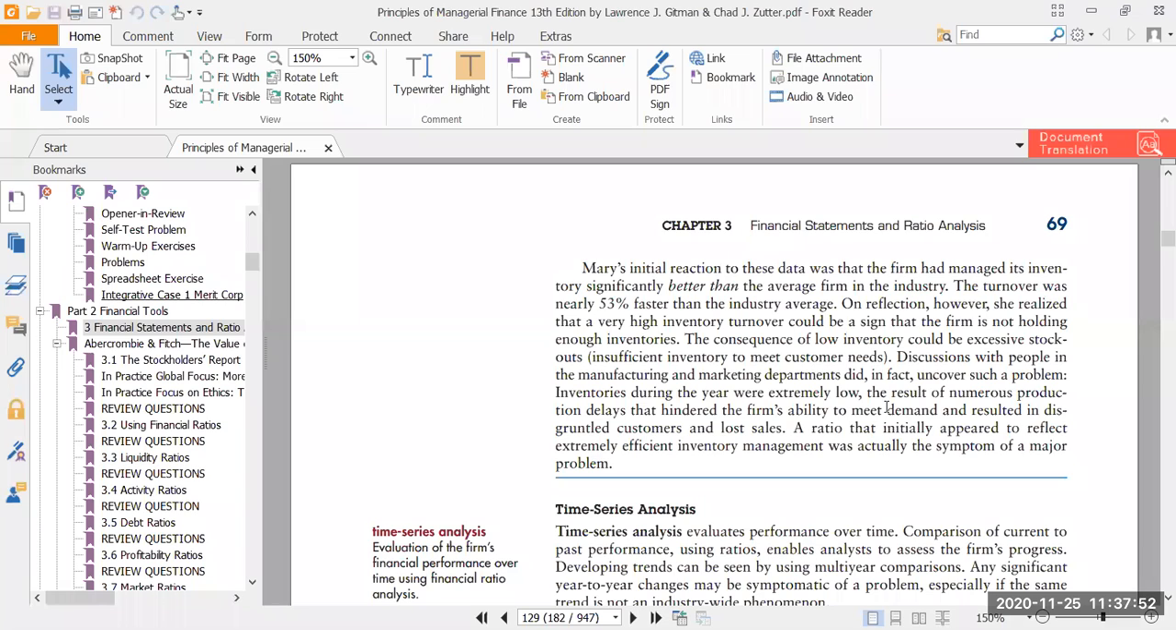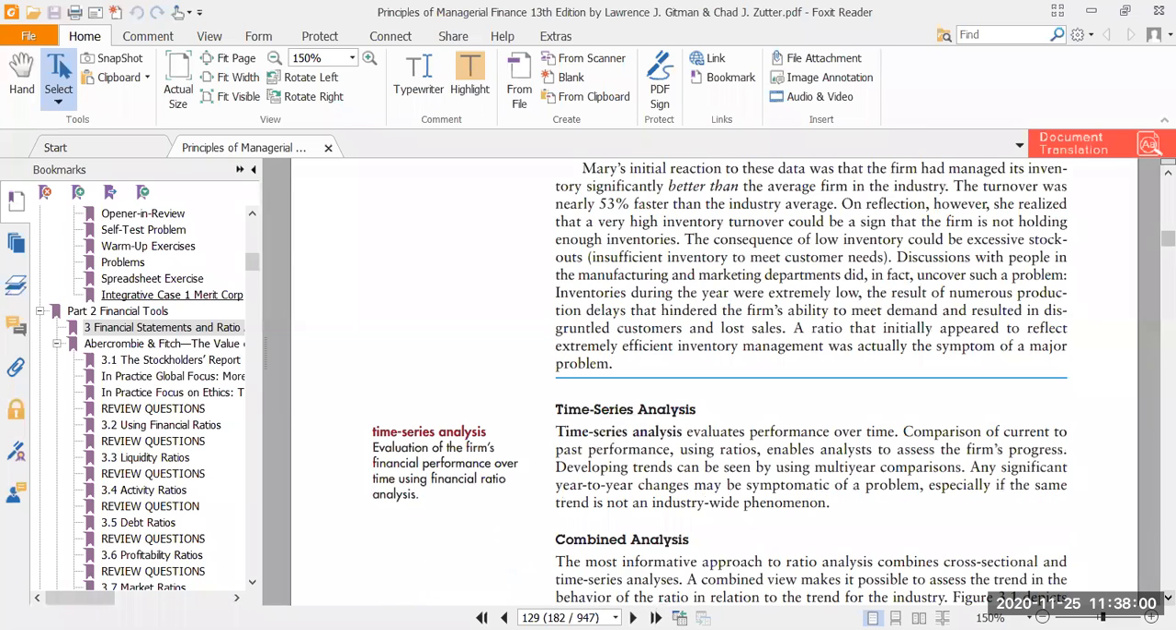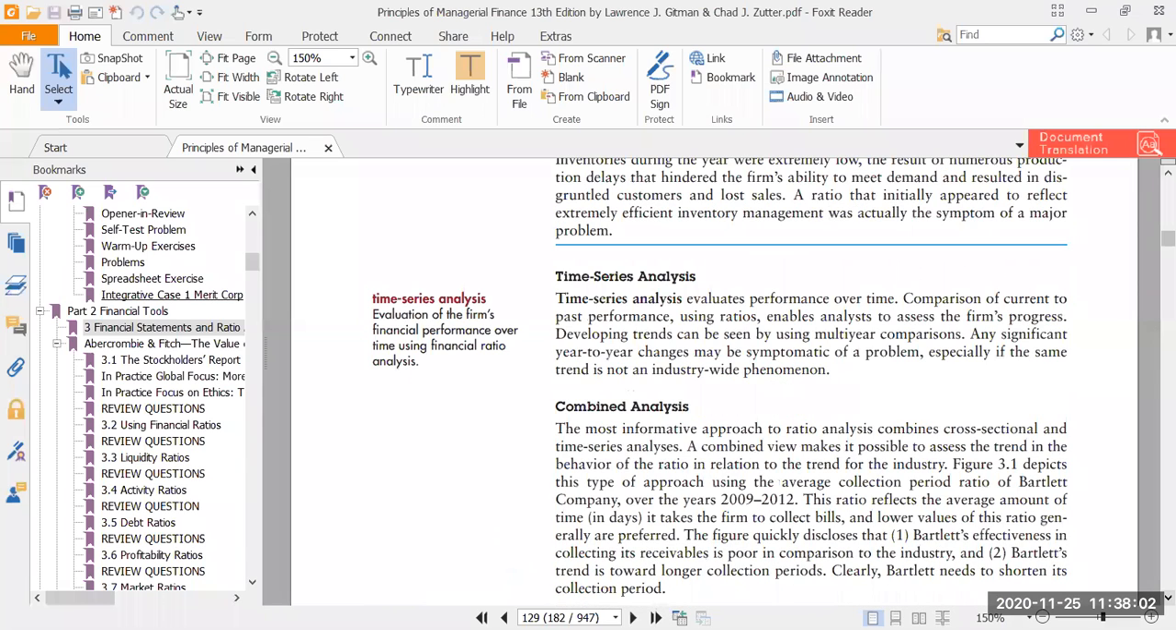Okay sir. Let's move ahead to the time series analysis. What is basically the time series analysis? This is basically the comparison of the current and past performances using ratios, to enable analysis to assess the firm's progress.